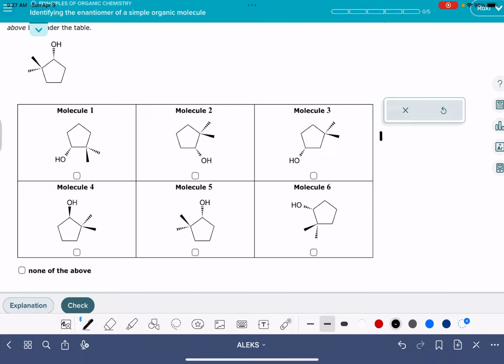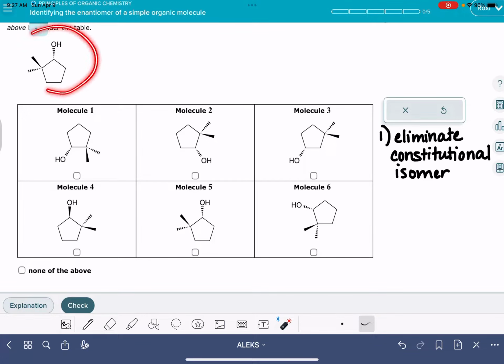So this problem is actually pretty tricky. The first thing that I think you should do when you're working on this problem is eliminate from the options any constitutional isomers. Just get them out of your line of sight. A constitutional isomer is a molecule that has different connectivity than the provided molecule. If a molecule is a constitutional isomer of the provided molecule, it can't be its mirror image. The enantiomers or mirror images need to have everything connected in the exact same way. So this molecule has an OH that is adjacent to 2 methyl groups, and we need to make sure that all of our options have that same connectivity.